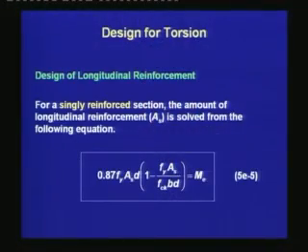For a singly reinforced section, the amount of longitudinal reinforcement As is solved from the following equation: 0.87 Fy times As times d within bracket 1 minus Fy As divided by Fck times b d is equal to Me. This expression is available from our reinforced concrete design, and for a singly reinforced section which is under-reinforced, the moment is the force in the steel times the lever arm, and from that we get this expression which can be solved to calculate the value of As, the amount of longitudinal reinforcement.